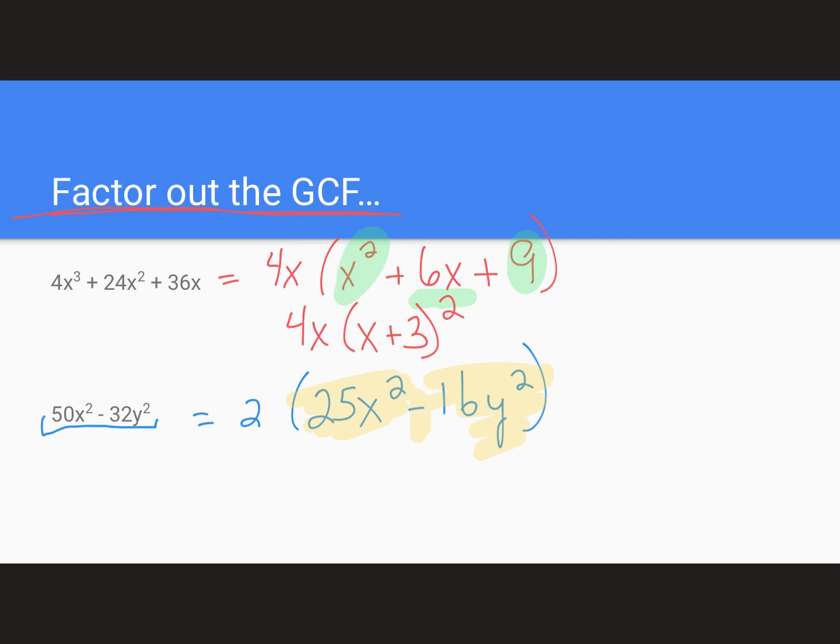So this is 2 times (5x minus 4y) times (5x plus 4y). You just have to look for the patterns.